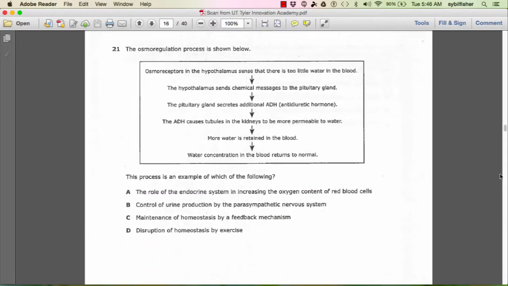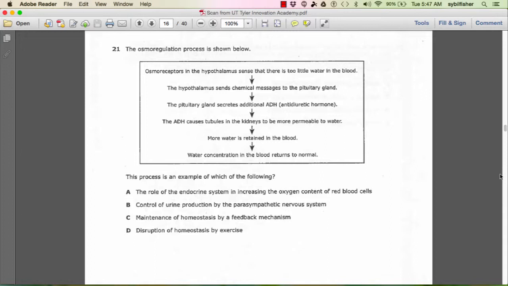Number 21. The osmoregulation process is shown below. Osmoreceptors in the hypothalamus sense that there is too little water in the blood. The hypothalamus sends chemical messages to the pituitary gland. The pituitary gland secretes additional ADH, antidiuretic hormone. The ADH causes tubules in the kidneys to be more permeable to water. More water is retained in the blood. Water concentration in the blood returns to normal.